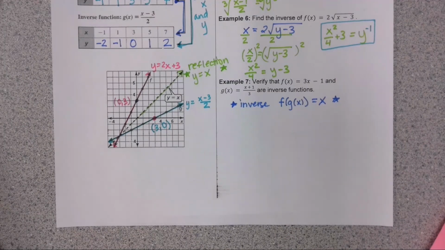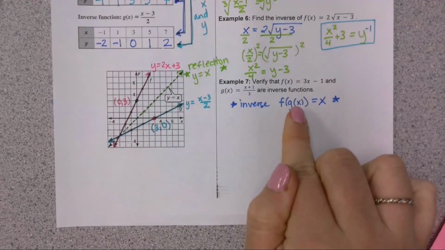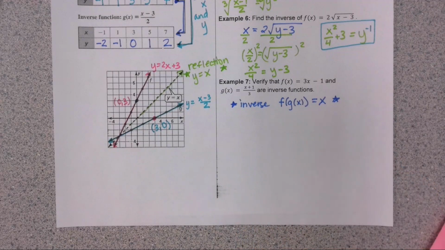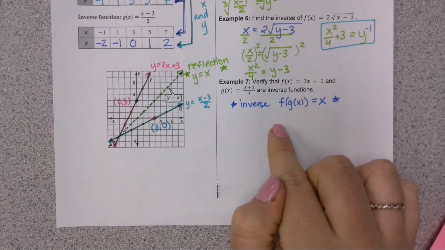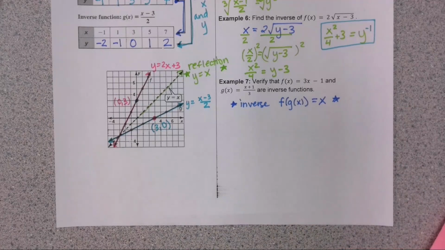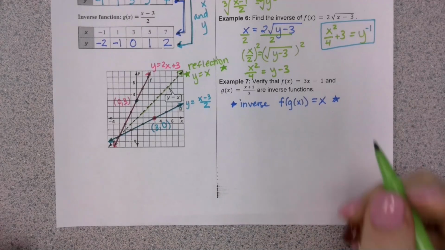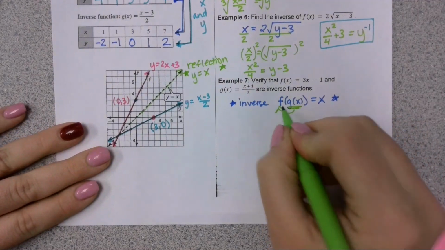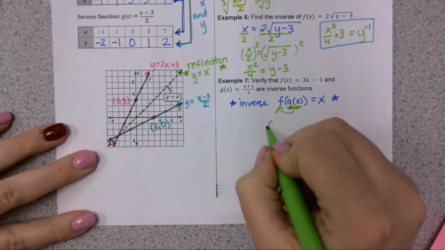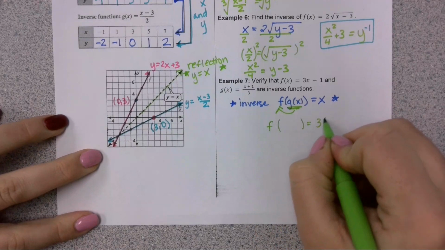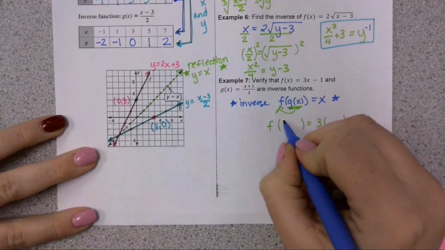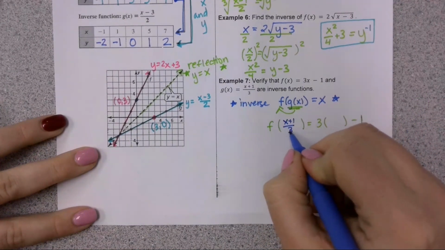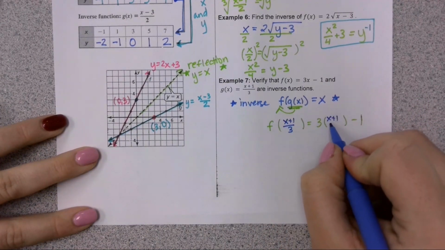So what we're going to do is stick one function inside the other function. It doesn't matter which way you go. I'm choosing to go f of g of x. If it was simpler or made more sense, you could go g of f of x. But we're going to stick our g function inside our f function. So our f function is 3x minus 1. And what we're doing is sticking our g of x function inside. So we're going to say (x plus 1) over 3.